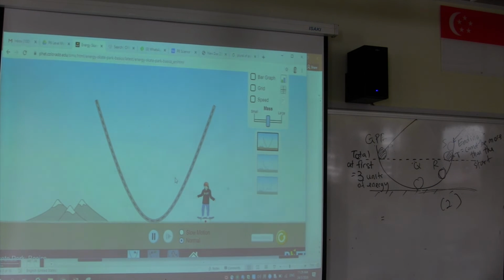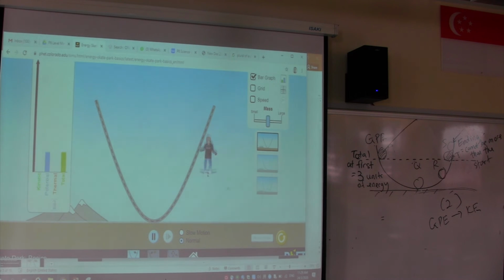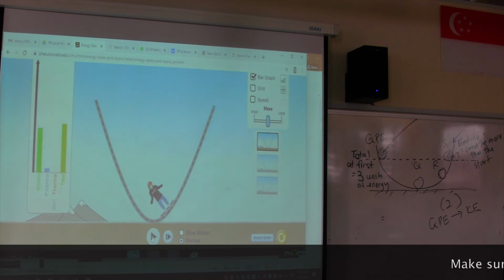Right, so I saw one answer just now. The answer said, oh, GPE converts to KE. So therefore there cannot be the same amount of GPE anymore. But why does somebody disagree and say, but the KE can convert back to GPE? So in this case, look at the bar graph. At first, right at the start, the GPE here is the total amount. And then it converts to KE. And KE converts back to GPE.